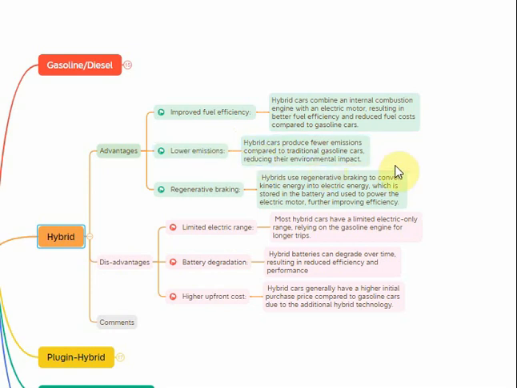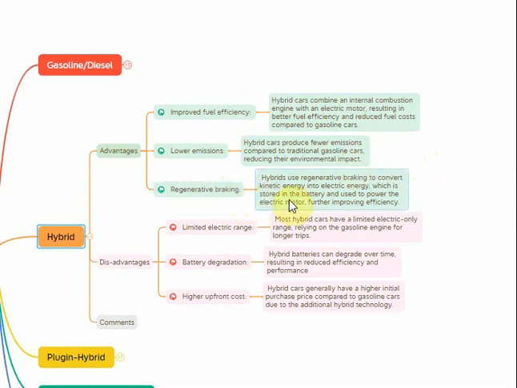Lower emissions: hybrid cars produce fewer emissions because they are not 100% gasoline or diesel, so they have much reduced emissions compared to traditional gasoline or diesel cars.